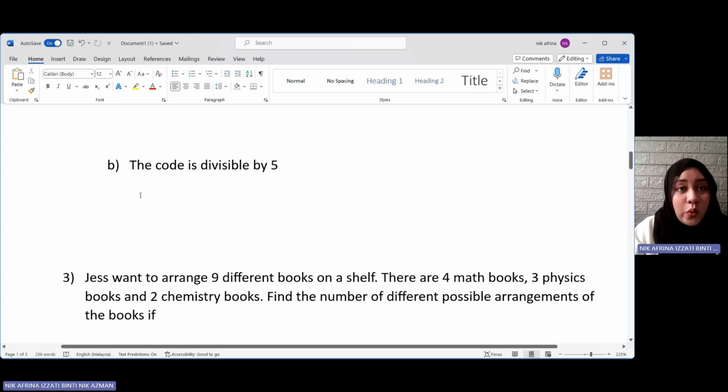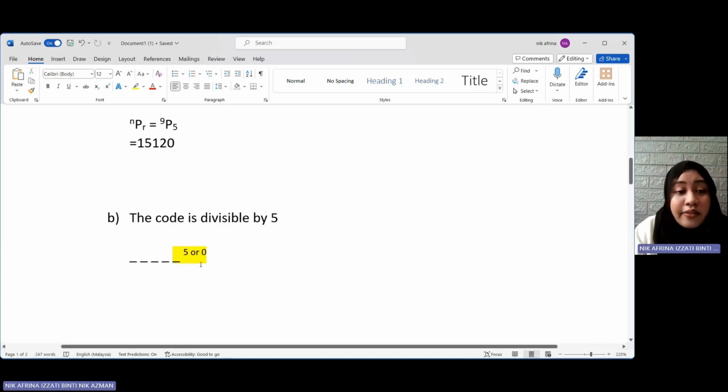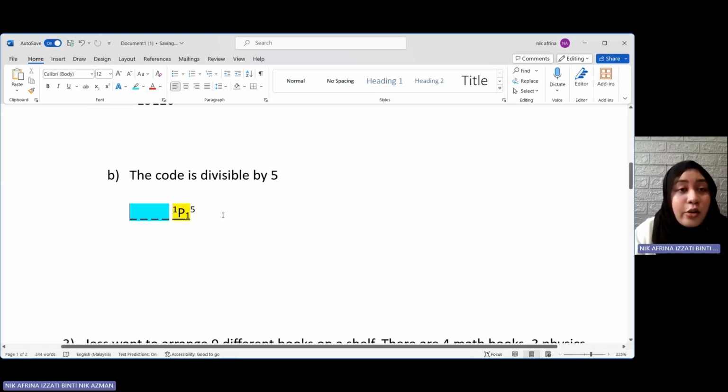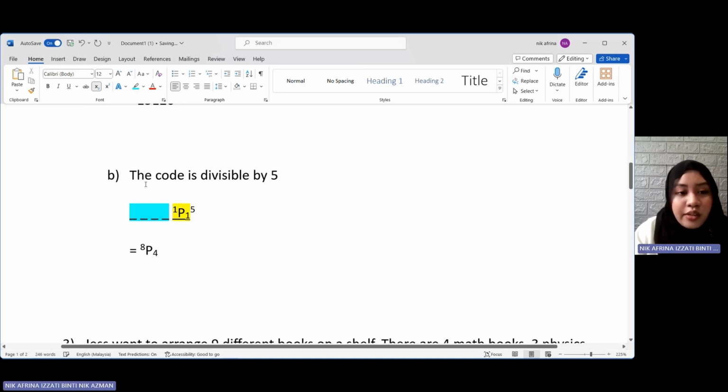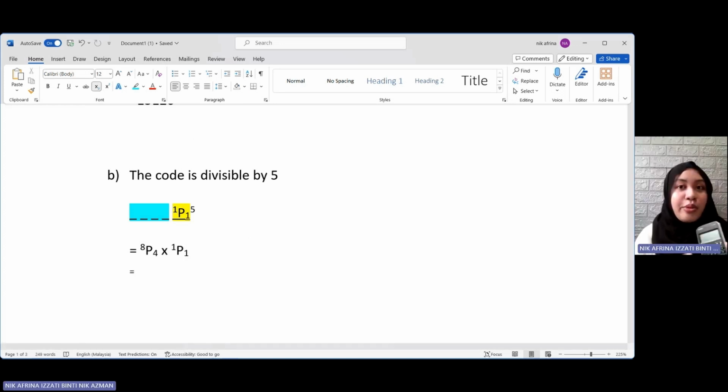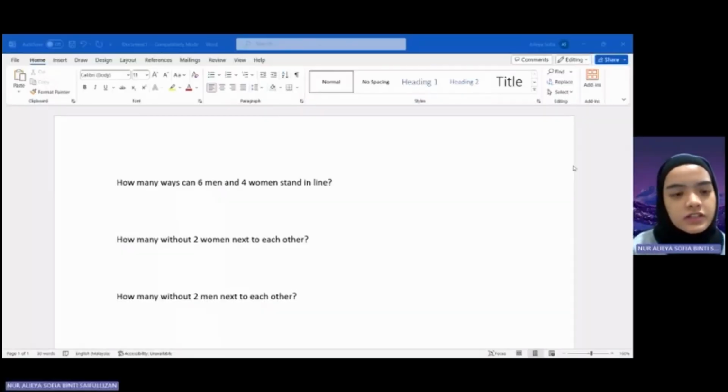Next, the code is divisible by 5. So for this, we have a restriction. If it is divisible by 5, the last digit must be 5 or 0. But for this option, we only have 5. Why use 1P1? Because our option is only 1 and we need 1 only. We have another 8 options and we need only 4, so it will be 8P4 times 1P1. You can put it in the calculator. The answer will be 1680. That's all. Thank you Afrina for the explanation.